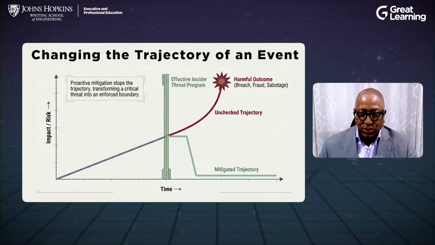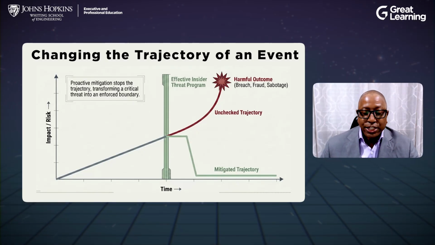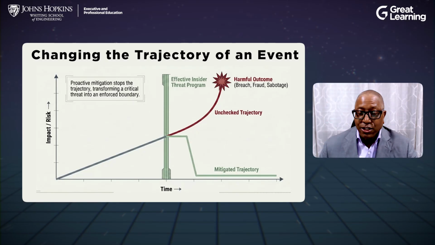So again, we want to think about these very ongoing and emerging threats cohesively. We want to take a defense in depth approach to mitigating. So in closing, proactively making insider threat programs effective can stop the trajectory and change the course of the events from a harmful outcome to an effective mitigation.